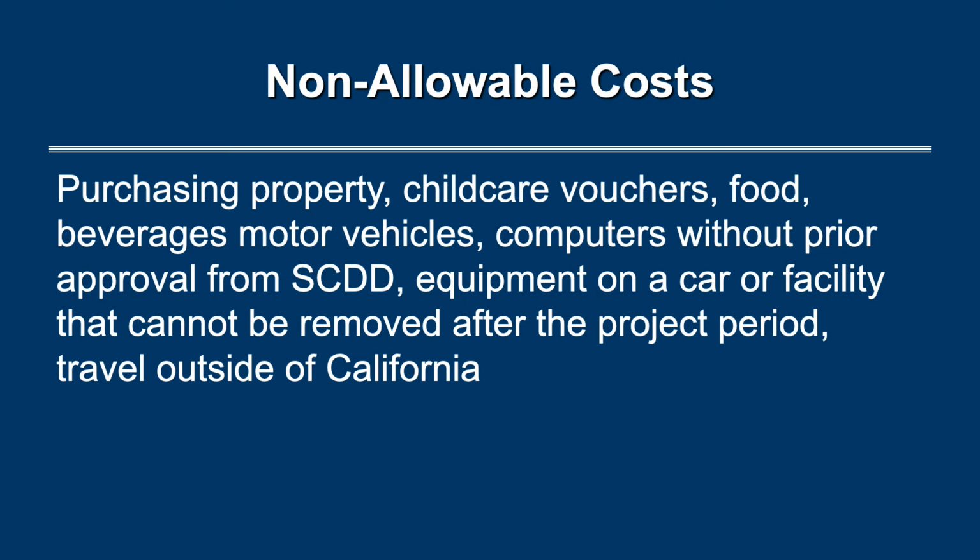Non-allowable expenses include purchasing property, child care vouchers, food and beverages, motor vehicles, computers without prior approval from SCDD, equipment on a car or facility that cannot be removed after the project period, and travel outside of California. A common mistake made by applicants is to include food and beverages in their budgets. Neither of them are allowable costs.